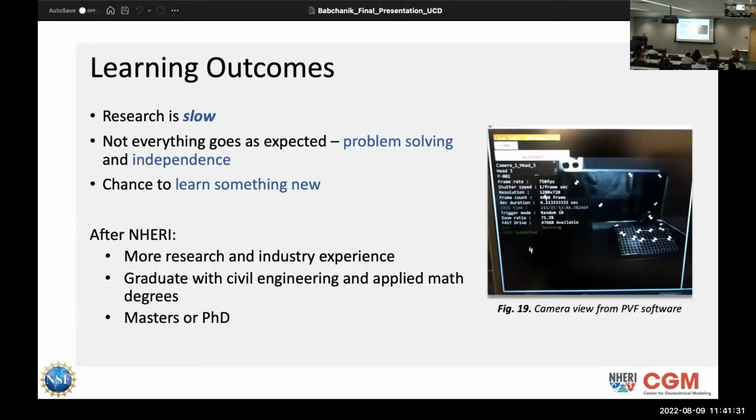So I learned that research is slow, and there's a lot of trial and error in that process. I honestly lost count of how many times I had to redo a setup for a test.